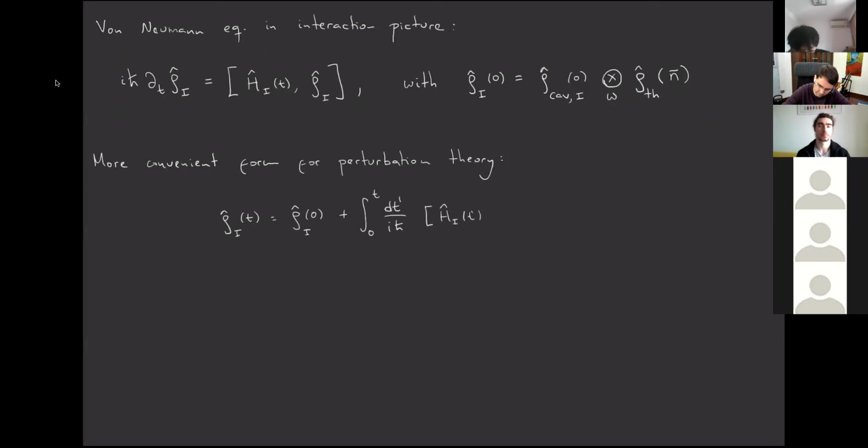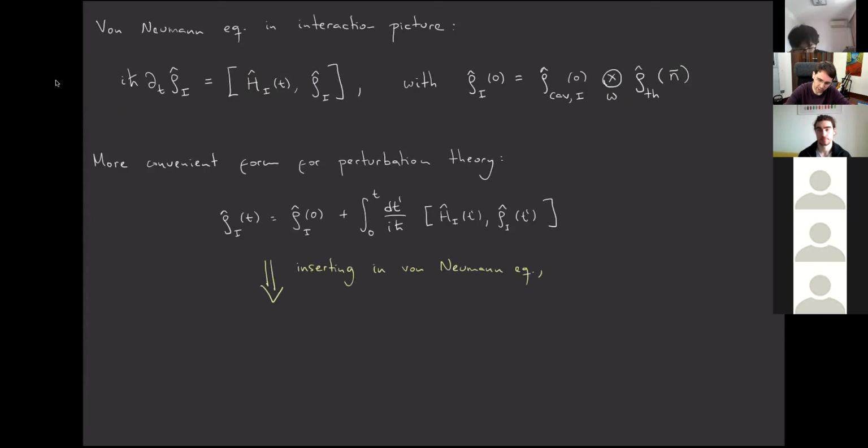So this is just the integral form of the von Neumann equation. I didn't do anything, just integrate it, okay? And now, if we insert this in the von Neumann equation again, so we insert this back in the von Neumann equation.